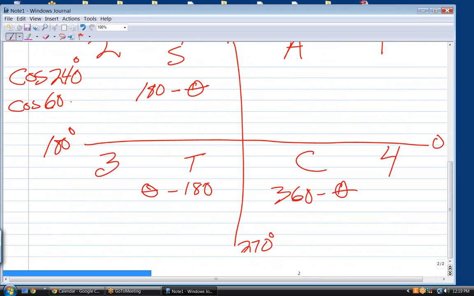So the number is going to be 1 over 2. Now we just have to put a plus or minus sign with it. What's the plus or minus sign going to be? Is it going to be plus or minus? Minus. Correct. So the cosine of 240 degrees is minus 1/2. And that's the way you're going to do every one of these problems.